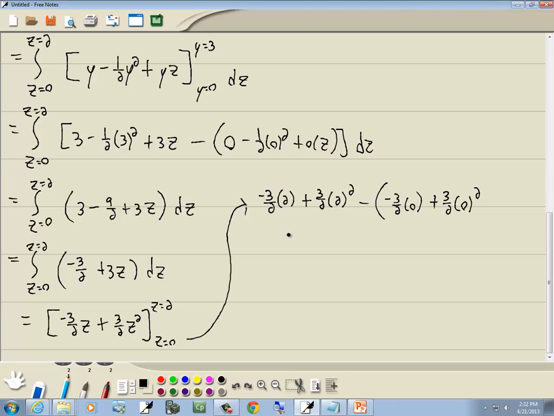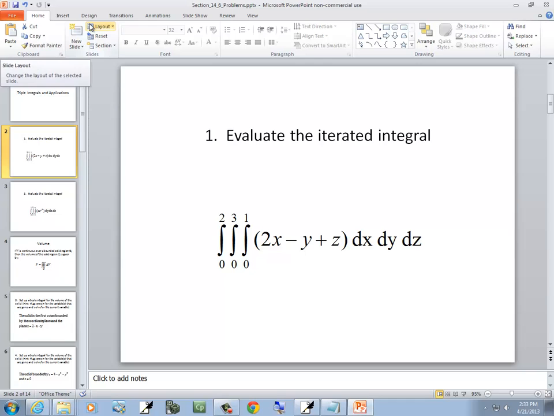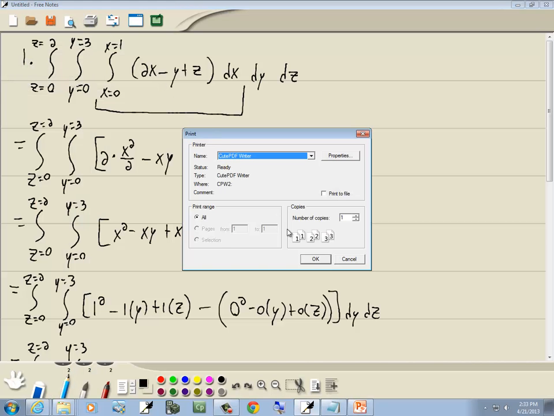Well, these 2's cancel and we've got negative 3 plus 2 squared is 4 times 3 is 12 divided by 2 is 6. Negative 3 plus 6 is 3. Assuming I didn't make any basic math error anywhere. So let's go ahead and save that. This is triple integrals and applications.